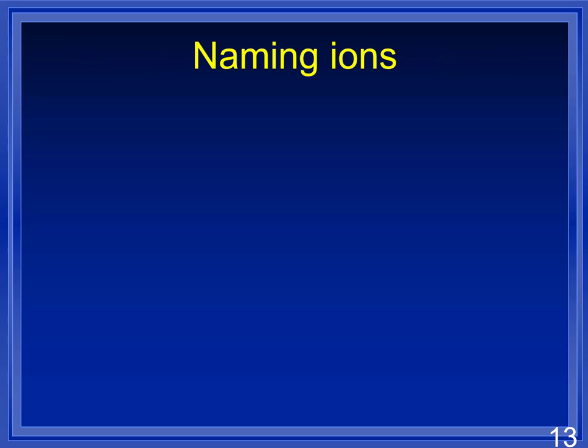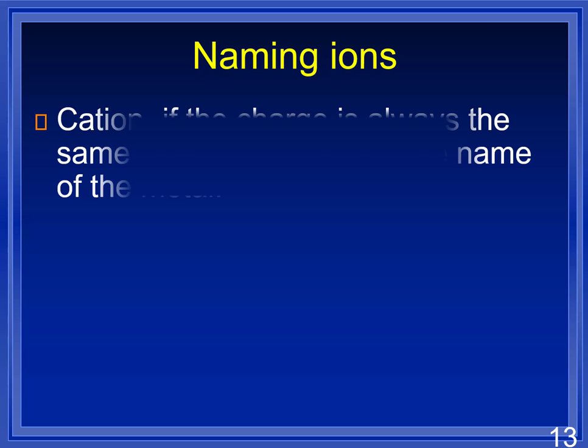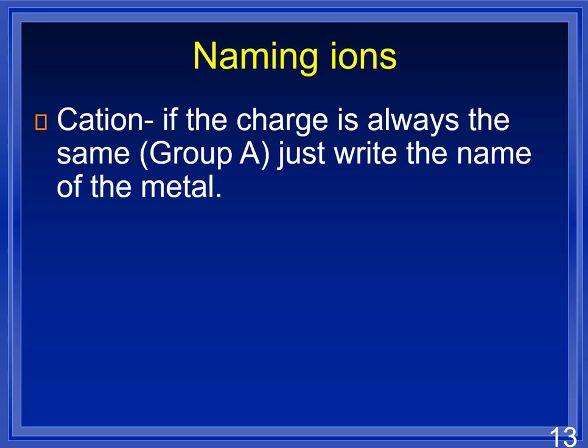So, naming ions. We have named the group A ions before, the big tall columns: group 1A, 2A, 3A, 4A, 5A, 6A, 7A, and 8A. The tall columns, the S's and the P's. And it's a cation, it's going to be a metal. And then you're followed by the word ion.